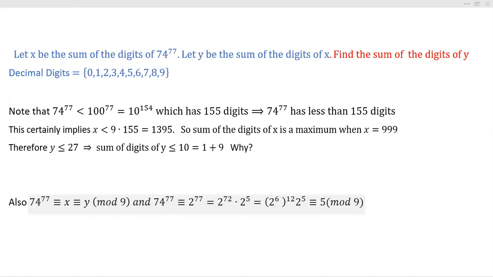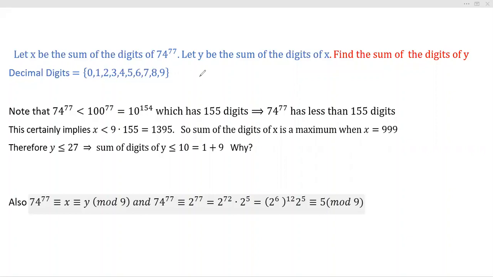Today's problem is modeled after a 1975 IMO competition problem. Essentially, we're dealing with the sum of the digits, and it's nested, in a manner of speaking, 3 deep. It took me a little while to wrap my brain around this thing. But we have this huge number, 74 to the 77th.